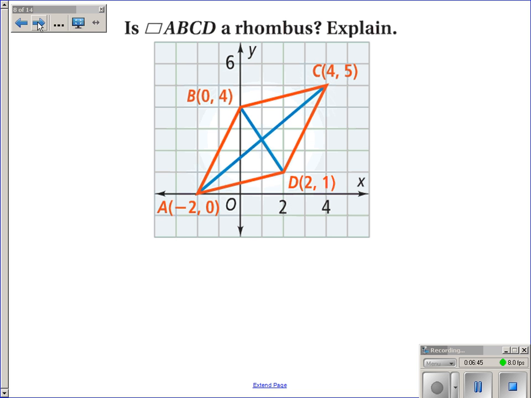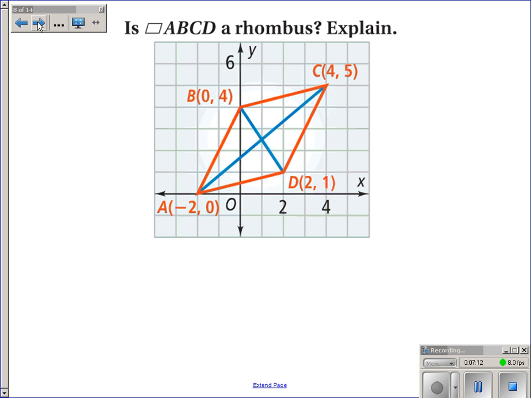Is this parallelogram a rhombus? Typically, in a question about is this a rhombus, I'd find the lengths of two adjacent sides to see if they're the same. But in this case, they've drawn in the diagonals for me, so I'll think about what I know about the diagonals of a rhombus, and the property that comes to mind is the diagonals are perpendicular in a rhombus. So I will find the slopes of these diagonals and see if they are perpendicular.